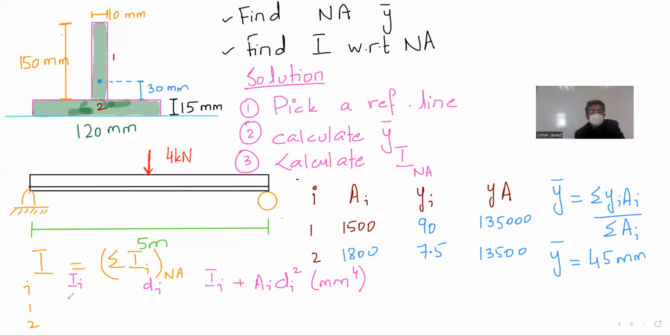So it will be b into h cube, because this rectangle is my 1, divided by 12. And the distance is how much? d. So from the center of this rectangle, 75 millimeter, to the centroid of the structure. So this is 75 from the center. Okay, this is confusing. This is 75. No, from here it is 75. From here it is.